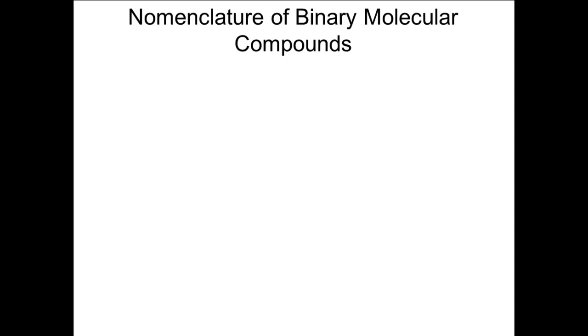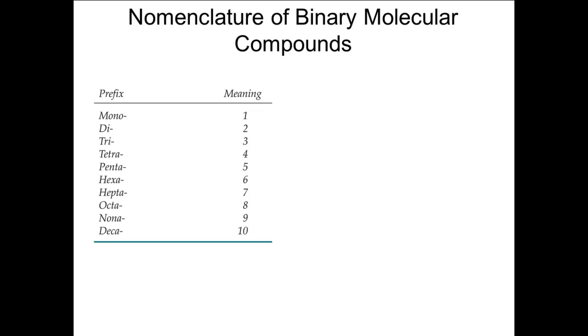For binary molecular compounds between two nonmetals, since there are often several compounds with these same two elements, we need the name to specify the number of atoms of each element present. Prefixes are used to do this. The prefixes are mono, di, tri, tetra, penta, hexa, hepta, octa, nona, and deca for the numbers 1 through 10.